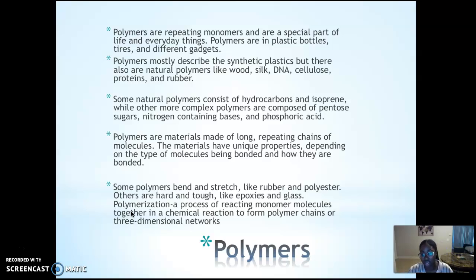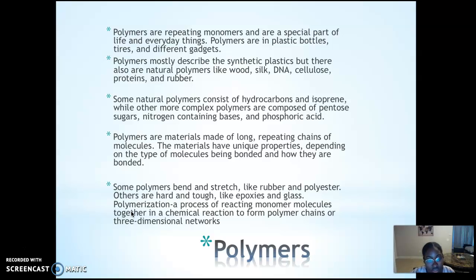And if you think of DNA, it has a double helix with the A, C, G, T molecules all spinning around, repeated. That's what a polymer is. So that can give you an image of what it is in your head. It's just a repeating monomer over and over again. Some natural polymers consist of hydrocarbons and isoprene, while other more complex polymers are composed of pentose sugars, nitrogen-containing bases, and phosphoric acids, i.e. DNA.